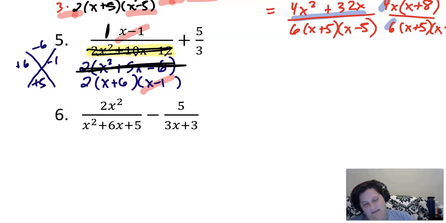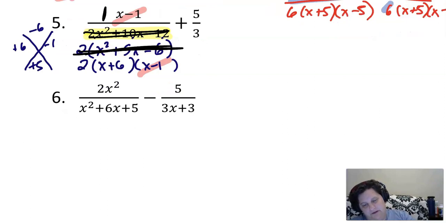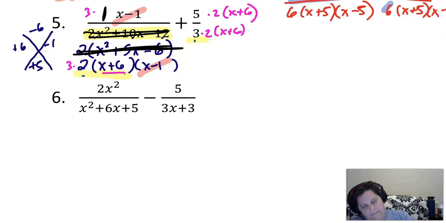All right, so now at this point, here's what I'm looking at. Okay, I'm looking at a 2x plus 6 and a 3. Well, I need to multiply. 3 and 2 is 6. I need to do a 3 on the top and bottom of this one, a 2 on the top and bottom of that one. So now I'm good with that number. But then I also need to do an x plus 6 on the top and bottom of this one. Okay?